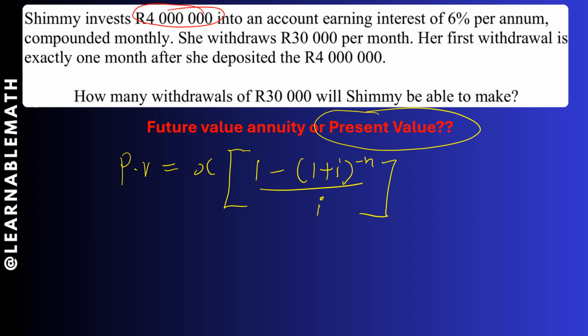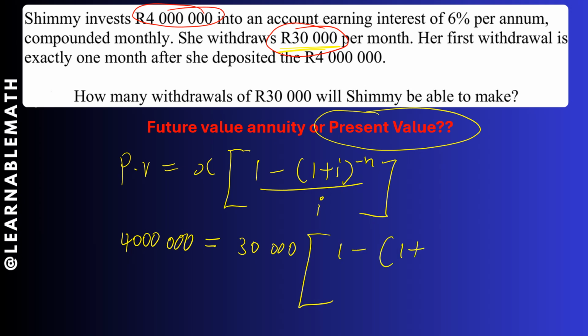Let me use a yellow color. So we have 4 million at present. How much can be withdrawn every month? 30,000, right? So that will be your withdrawal, which is your x then. 30,000 into 1 minus 1 plus the interest. We are given 6% per annum compounded monthly, so it's 0.06 compounded monthly.